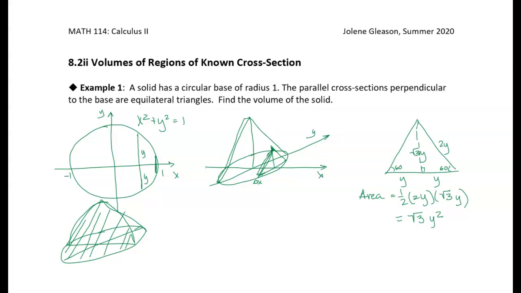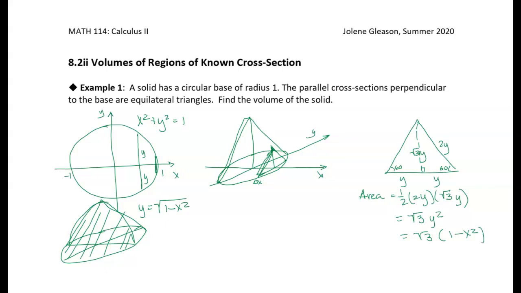So let's rewrite the equation for the circle in terms of x. So if I rearrange this, I get y is equal to the square root of 1 minus x squared, right? And so, of course, squaring the square root, then I'll end up with the square root of 3 times 1 minus x squared, right? Because I'm squaring the square root. So I just get 1 minus x squared.